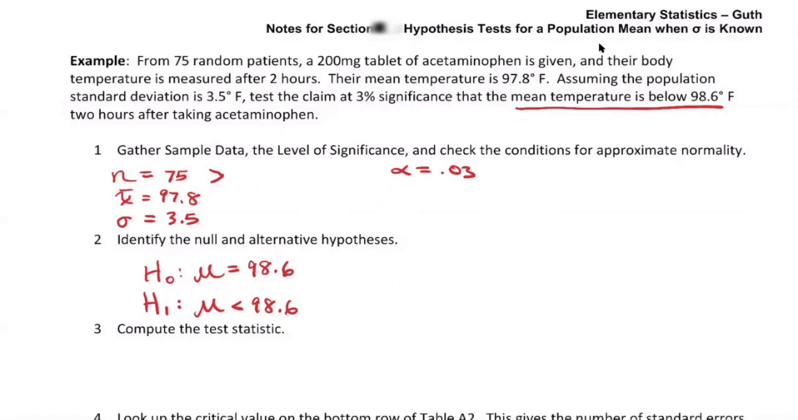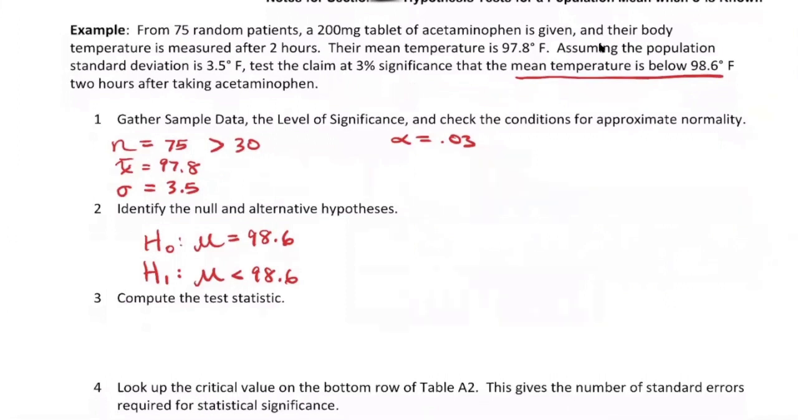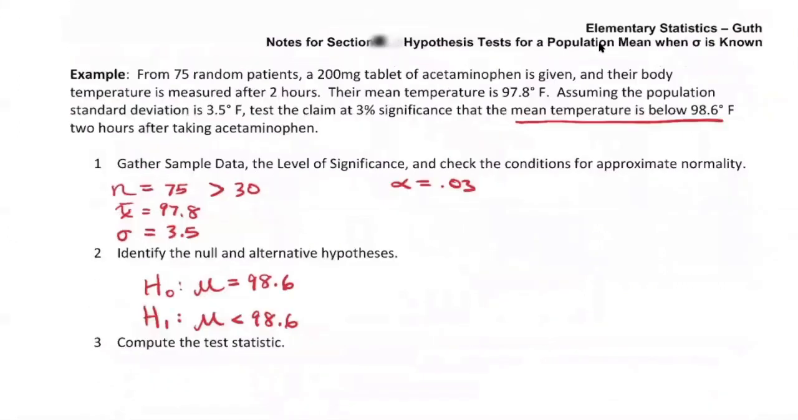Darn it. Good try. Now the 10 is for proportions. So we're doing means, and means have different rules. When you do means, the sample size needs to be bigger than 30. Sorry, it's sort of a trick question. I hope I wrote that before. Let me double check.